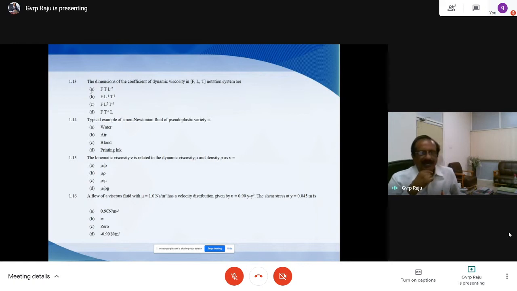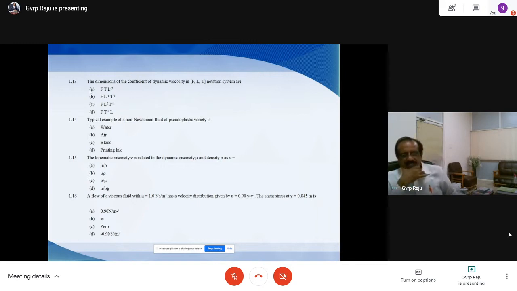Typical example of non-Newtonian fluid of pseudoplastic variety. So which ones are Newtonian fluids? Blood. So the answer to 1.14 is C. Blood. Try to remember that the non-Newtonian fluid example is blood. Water and air are Newtonian fluids. So try to remember examples also. For referring to non-Newtonian fluid, it is only blood. So 1.14, the answer is C.